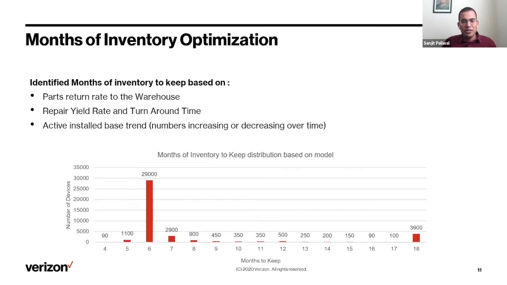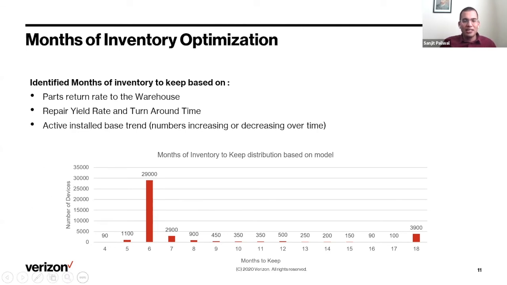Based on this, what we had next was the months of inventory optimization. This is the second major task. We created an algorithm that looks at the different parameters given on the slide, and it tells us how many months of inventory we need to keep.